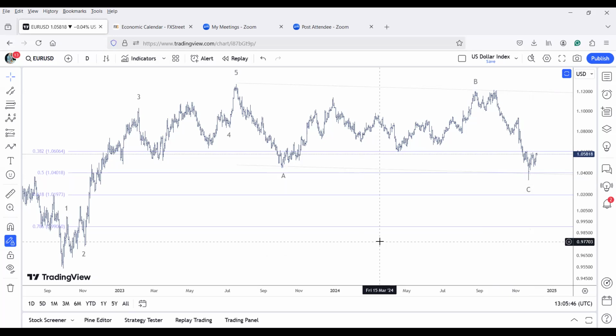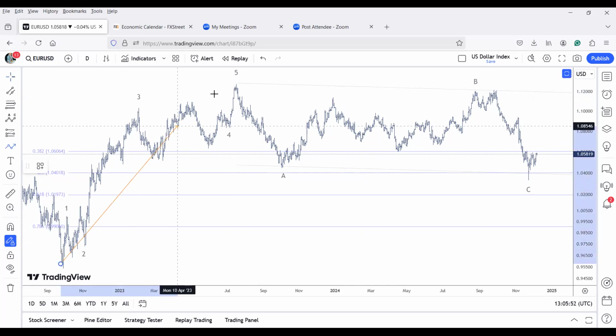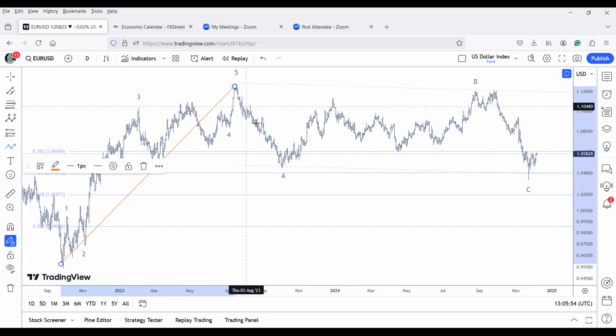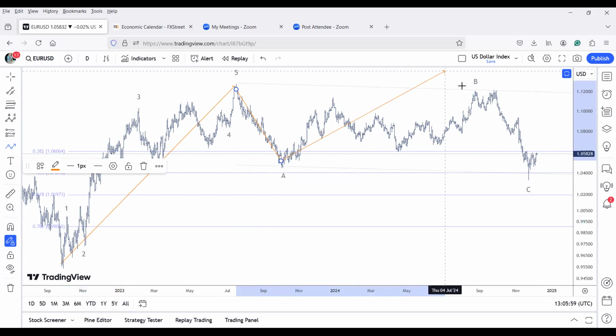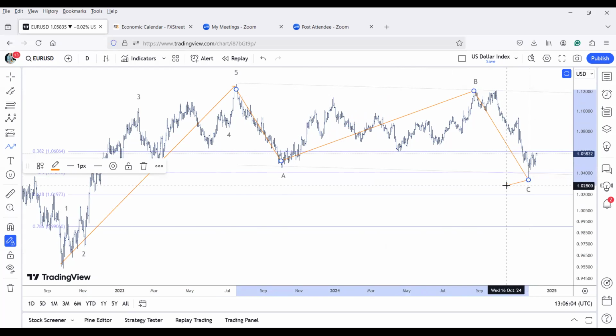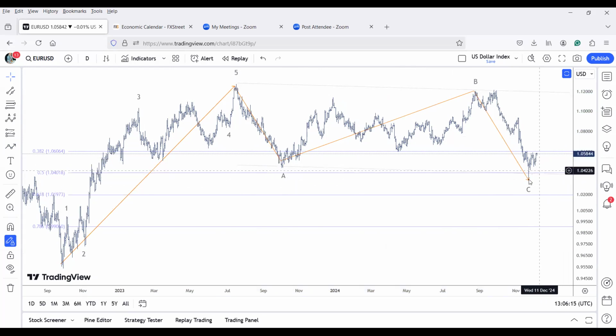Proof number 3, if you start counting the waves here, is 5 up followed by a complex 3-wave corrective decline. Now wave C can take 5 waves, or it can take 3 waves as well if it is a WXY complex correction. I believe that we are quite close to completing the corrective move.